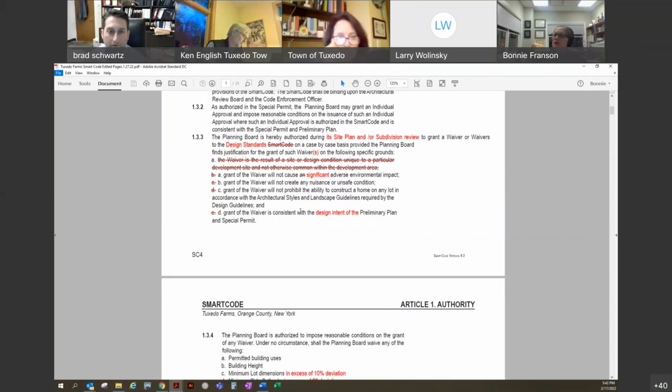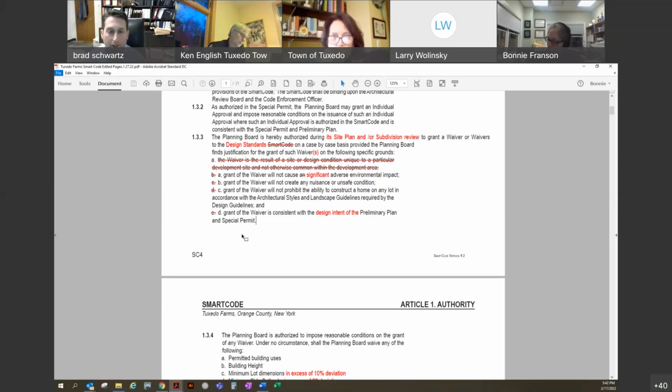D, grant of the waiver is consistent with, and it used to say the preliminary plan and special permit. This says grant of the waiver is consistent with the design intent of the preliminary plan and special permit. What was the thinking there? I think when you apply it, especially to the special permit, that is a bigger potential concept of a waiver. Yeah, go back to the original language. Let's keep going. Okay.